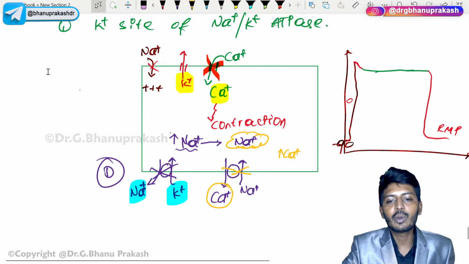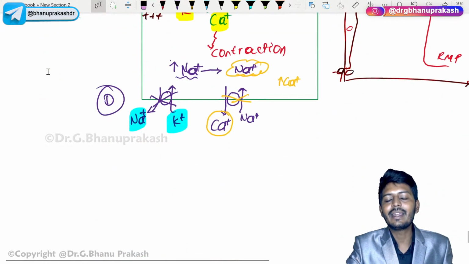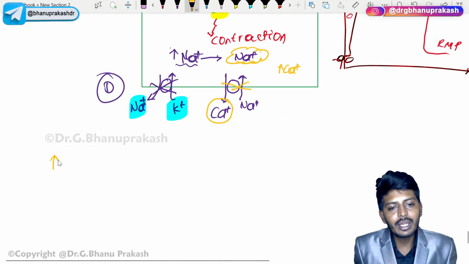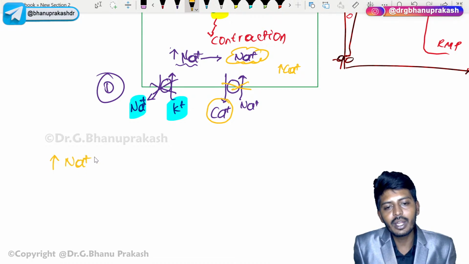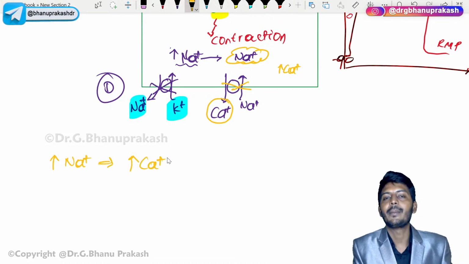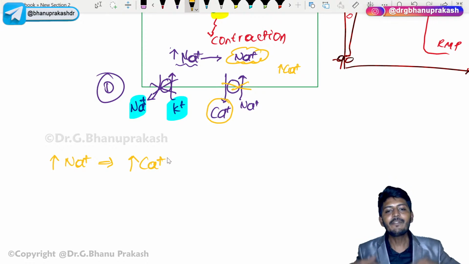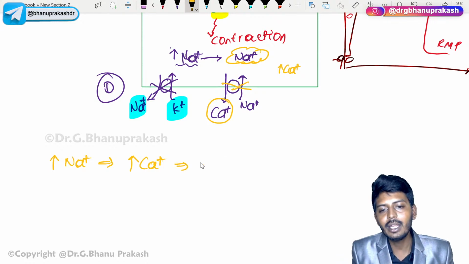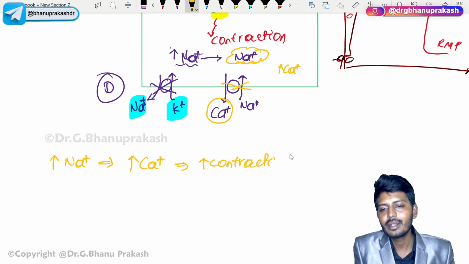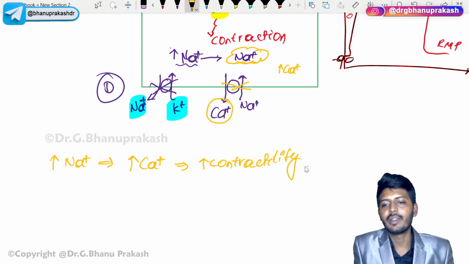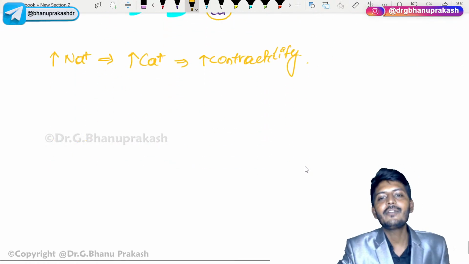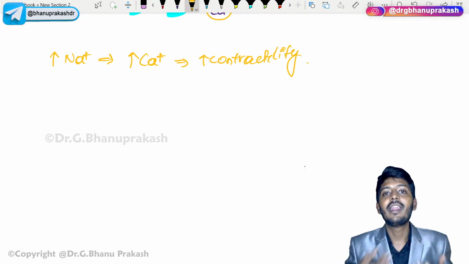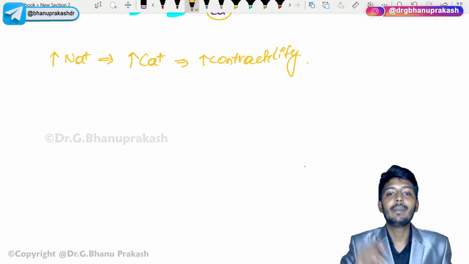So simple: if sodium potassium ATPase is inhibited, that inhibition will lead to an increase of intracellular sodium, which in turn will increase the intracellular calcium. If calcium is more, automatically there is an increase of contractility of the heart. So if there is an increase of contractility of the heart, now what will happen? Ejection fraction will be improved.